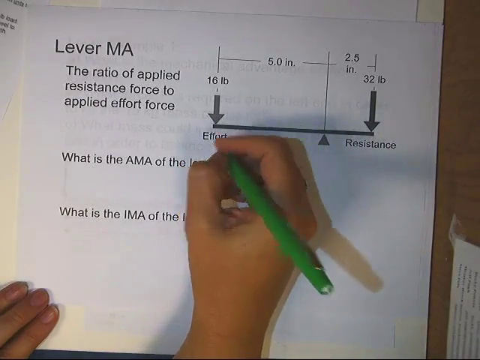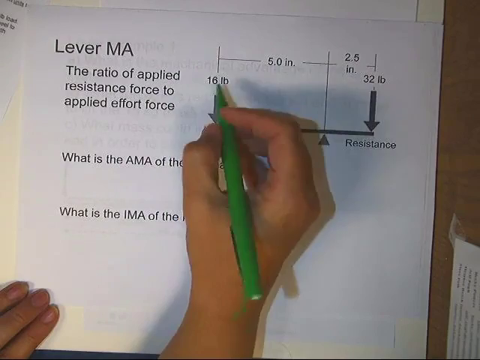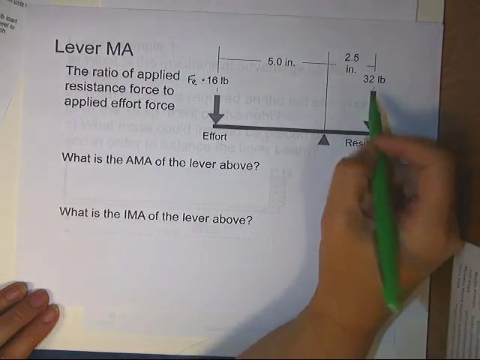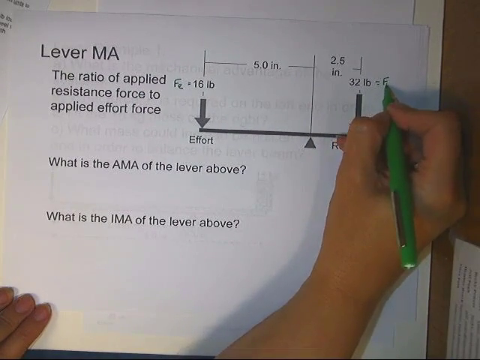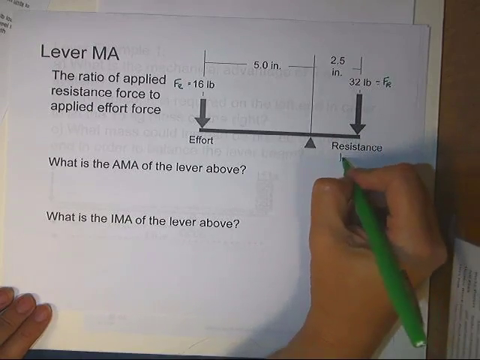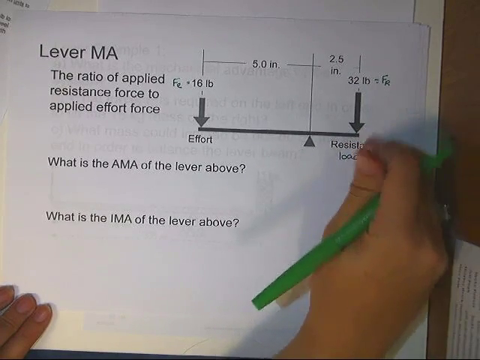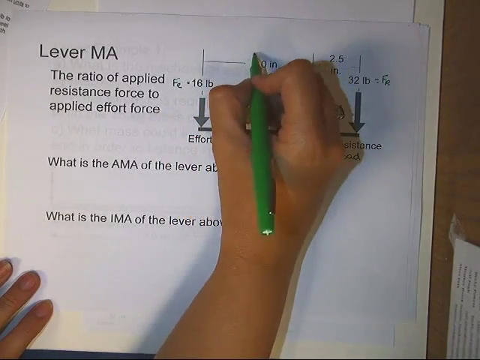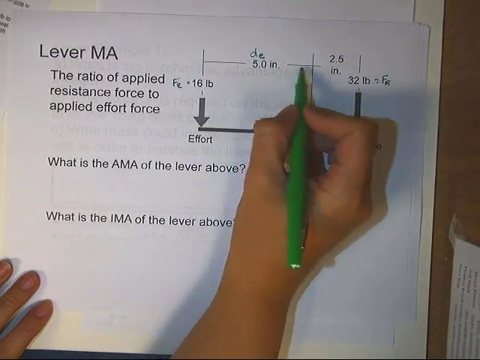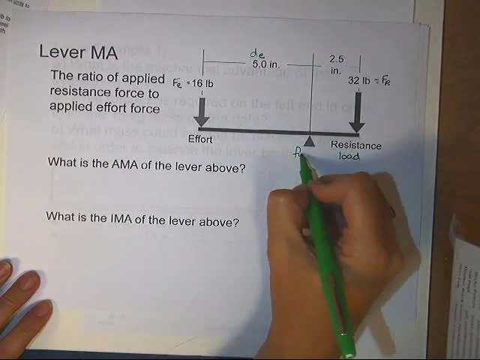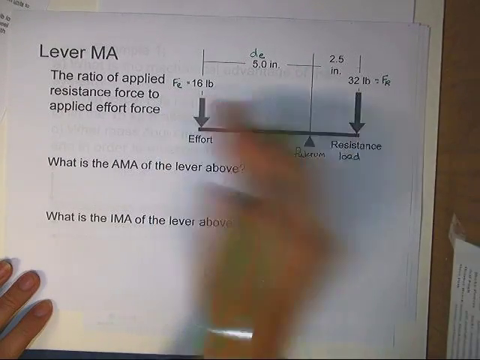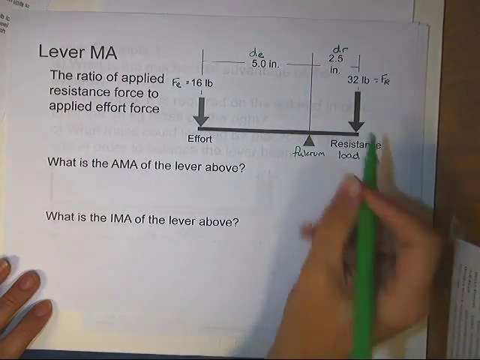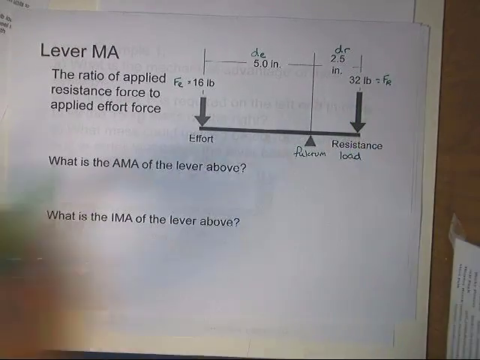Effort, that's E for effort, and this force going down here, 16 pounds, that's my force effort. Then the 32 over here, this is my force resistance. This is also known as your load. The load is always the force resistance. This distance here is my distance effort, because it's the distance from the fulcrum, this is the fulcrum, to my effort force. And on this side, this is my distance resistance, from my fulcrum to my resistance load.